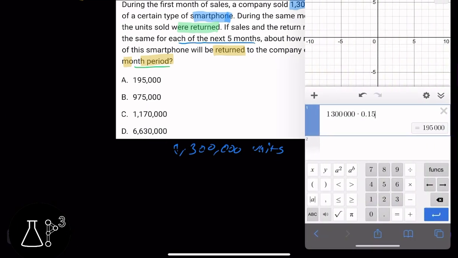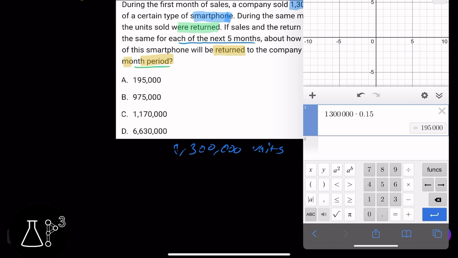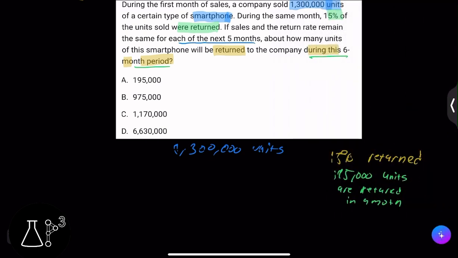So 195,000 times 6 gives me 1,170,000 units were returned in a 6-month duration. Therefore, my answer is C.